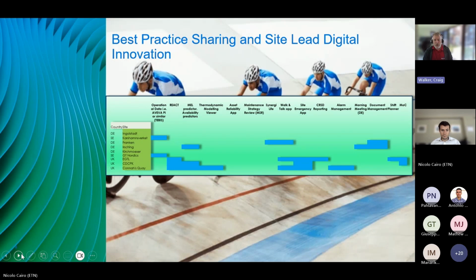As I mentioned, this is just a visual of some of the typical products or digital solutions that sites are taking a lead on, and other sites are actively waiting for a solution that they're going to adopt. The best salespeople for me are the ones using the product. So it's not me going around to plant managers, it's plant managers talking to plant managers and their staff. That's really helping accelerate best practice sharing.